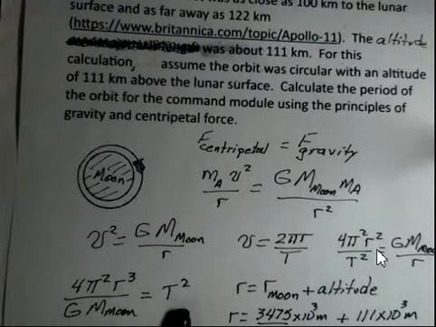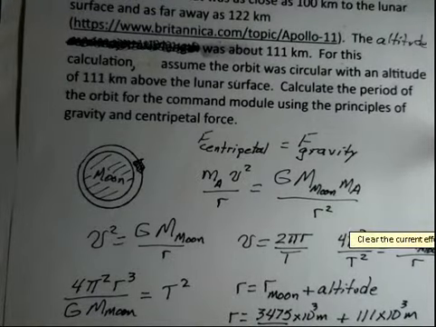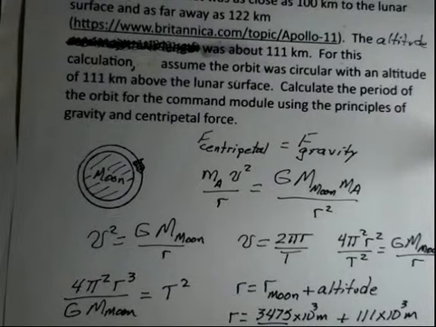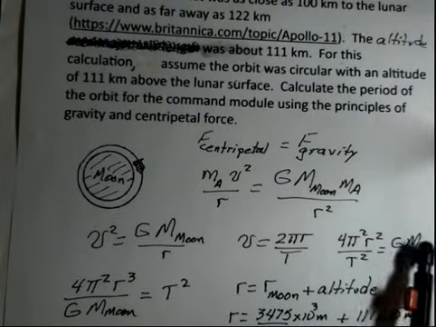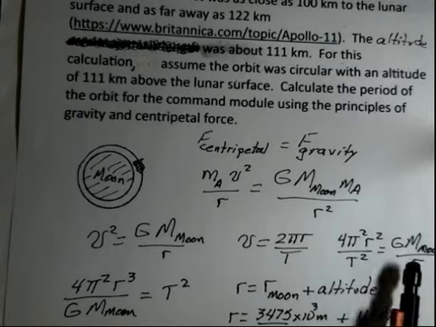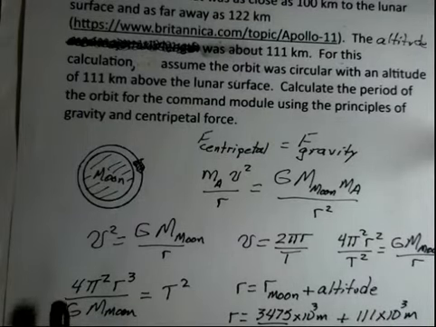So we can solve this for T squared and come up with this expression. To get to this point, I've multiplied both sides by T squared, divided both sides by G times the mass of the moon, and multiplied both sides by r. So T squared is computed by 4 pi squared r cubed divided by G and the mass of the moon.